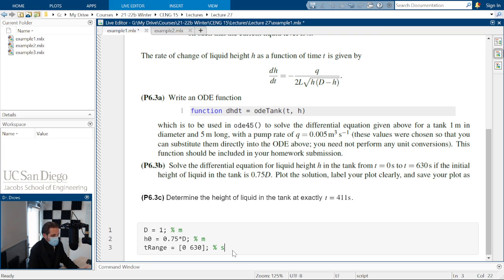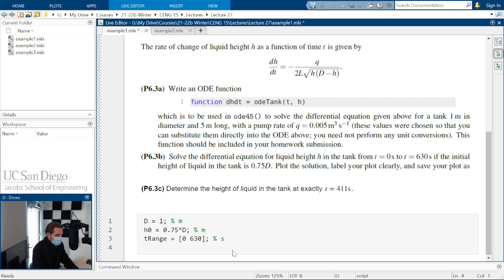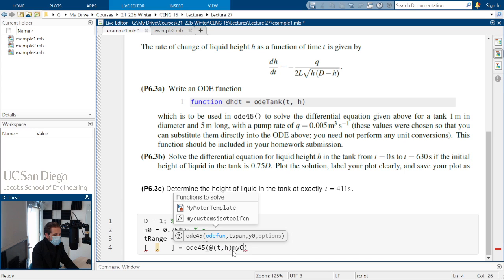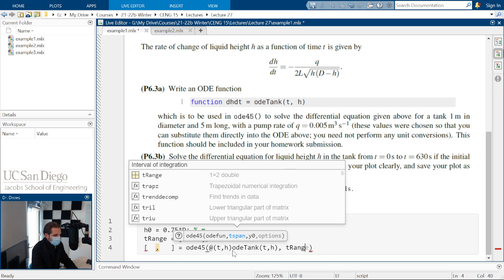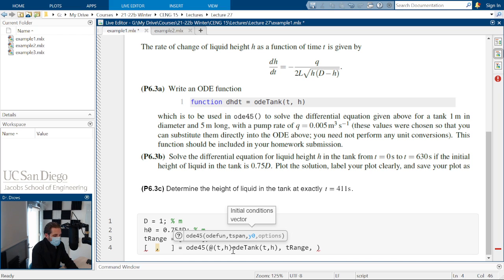And then when we go to solve this, the call to ODE45 is going to give us two elements as output. We're going to call ODE45 with a syntax that looks very similar to, actually, we'll call it ODE tank, since that's what the question asked us to do. It looks very similar to an fsolve kind of syntax with this extra input argument, which is our interval of integration. So this is our time range. And then our initial condition is just h0. It starts off at 3/4 of d.